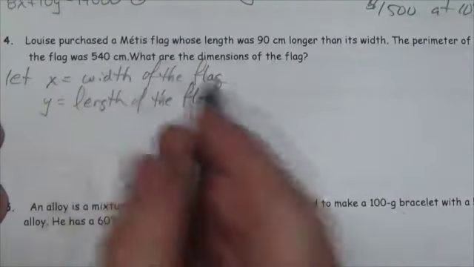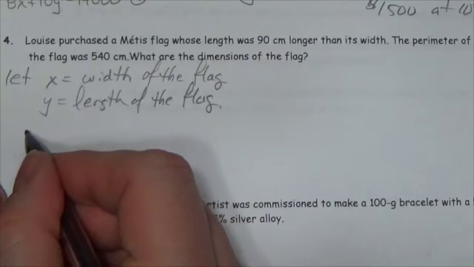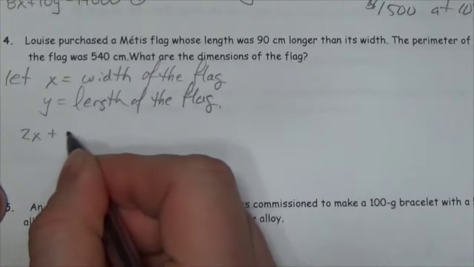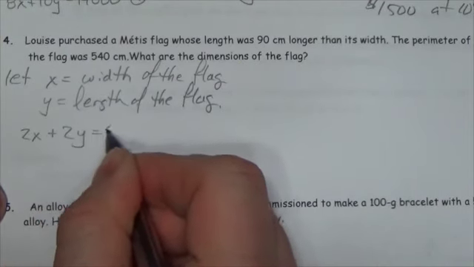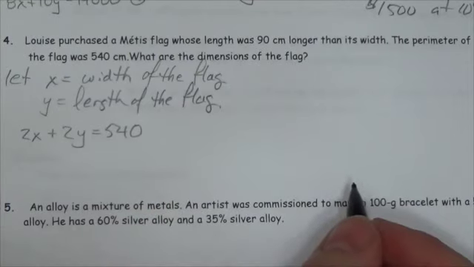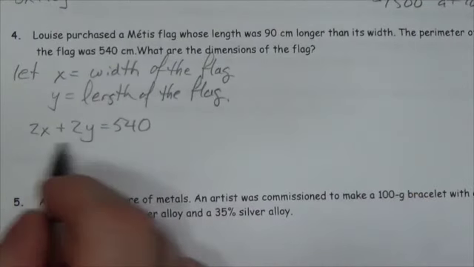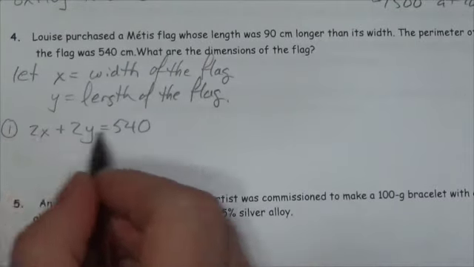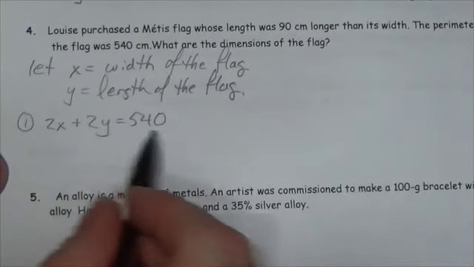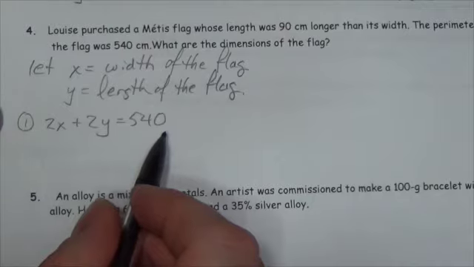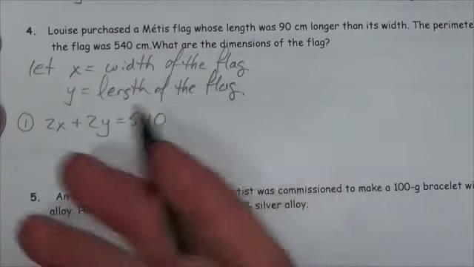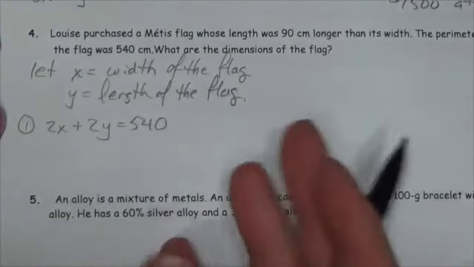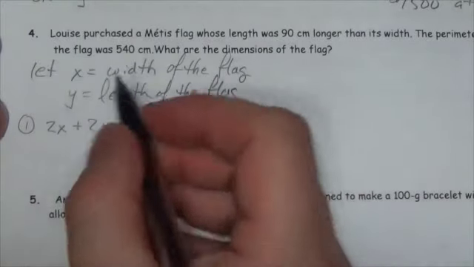Sorry, it's the perimeter that I wanted. So the perimeter is 540, which means 2 widths plus 2 lengths is equal to 540. Before I go any further and even create the second equation, I'm going to adjust this one a little bit. I'm going to divide everything through here by 2, because I can. I've seen before that I can multiply everything by the same factor and it doesn't change anything. I can divide as well.